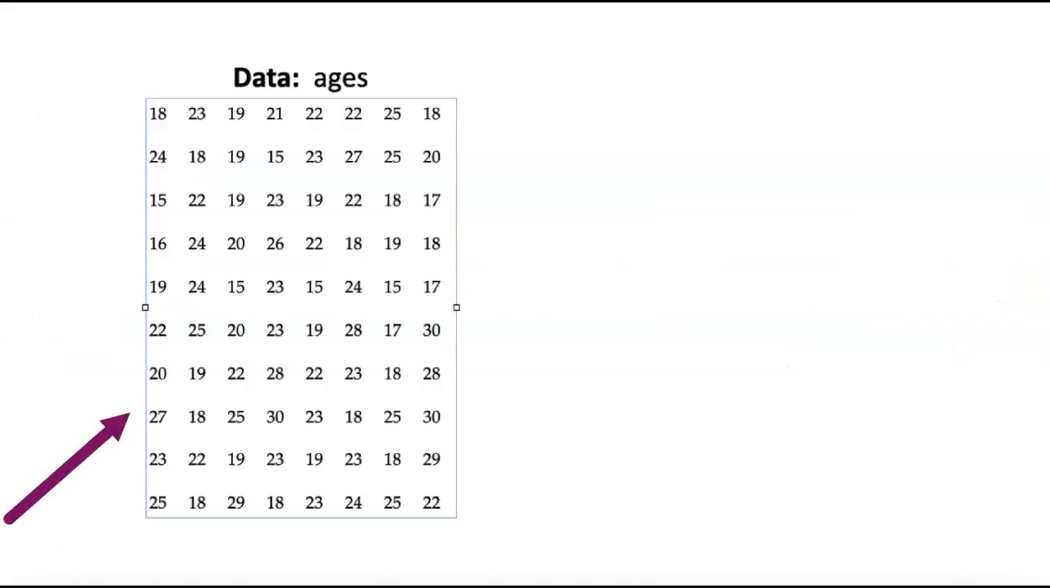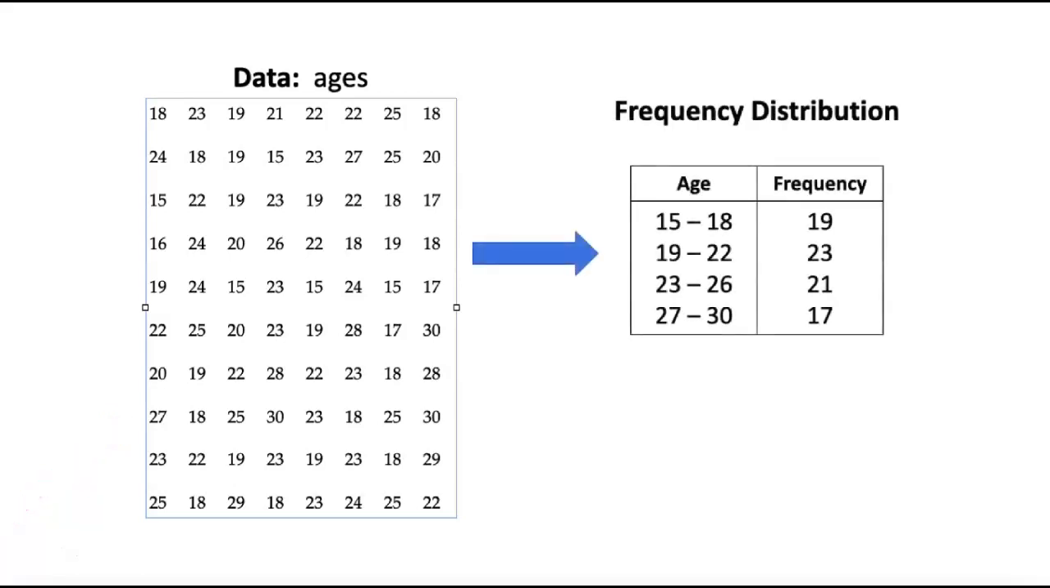Looking at this large list of numbers, it's very difficult to see any trends or any important meaningful characteristics of the data. However, once we organize this data into a table and group it by classes, we can more easily see features of the data. We now know that 23 people are from 19 to 22 years old, and that 17 are from 27 to 30 years old. Organizing data in a meaningful way can help us see the forest for the trees.